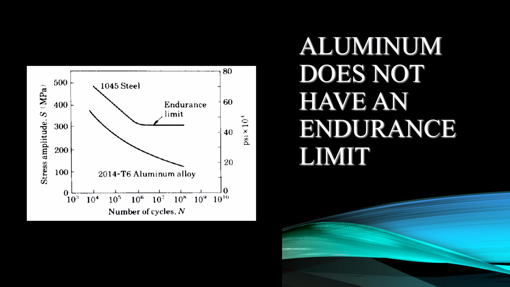The third factor is the surface and oxide effect. Aluminum naturally forms an oxide layer which can influence crack initiation and growth. However, this layer does not prevent fatigue failure at low stress.